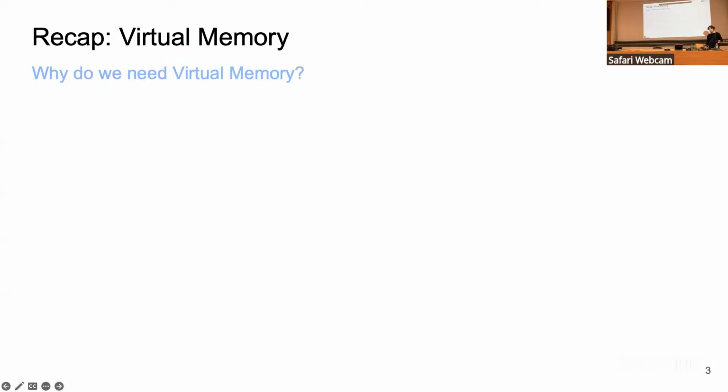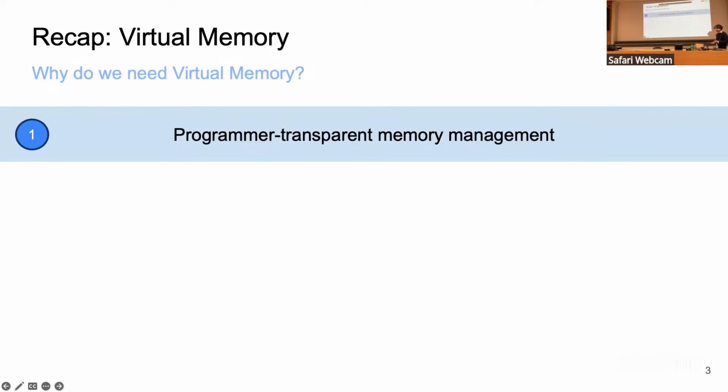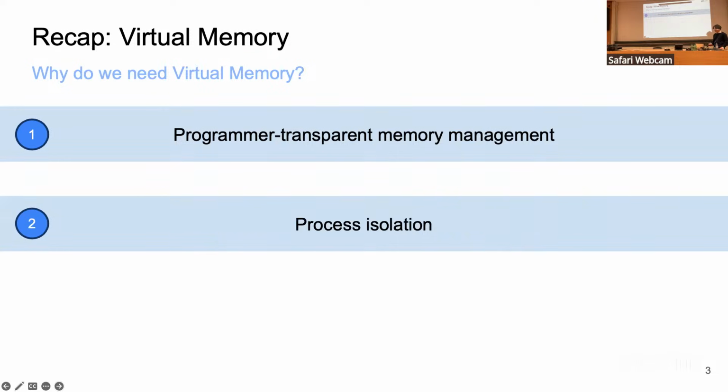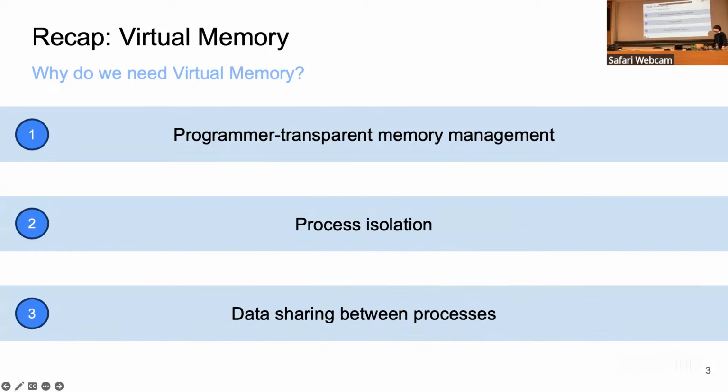Now the question is, why do we actually need virtual memory? First off, when you write your program, you don't have to take into account the physical memory that lives inside the system. So you can basically ignore how physical memory is organized. Secondly, we can isolate programs. Each program runs in its own protected address space, so bugs or malicious code can't easily corrupt others. And lastly, we can share data between processes. The operating system can map the same physical pages into multiple processes, so they can efficiently share code or data.